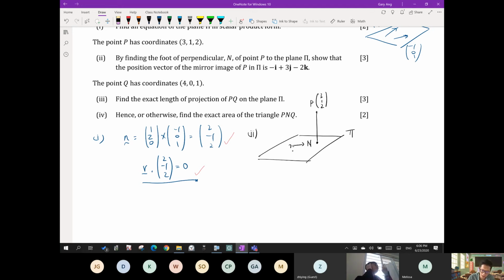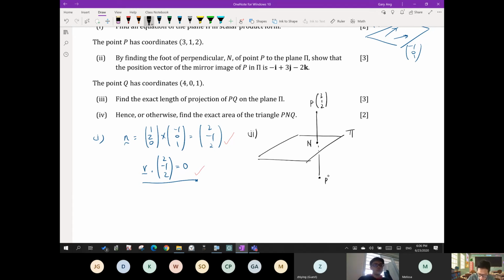Number 1, question mark. Okay, so I need to find N first. First thing first. Then I need to go and find the mirror image, which is the reflected point, which is somewhere down here. Maybe we call it P prime. So second question mark, first question mark. So there are 2 things to do. All right, so better know how to do.